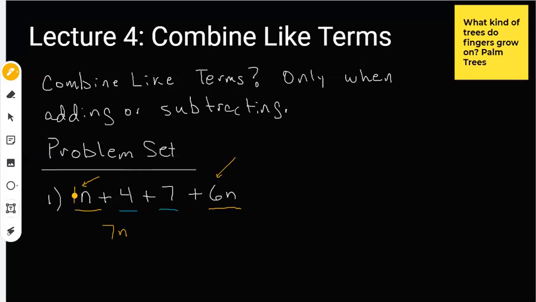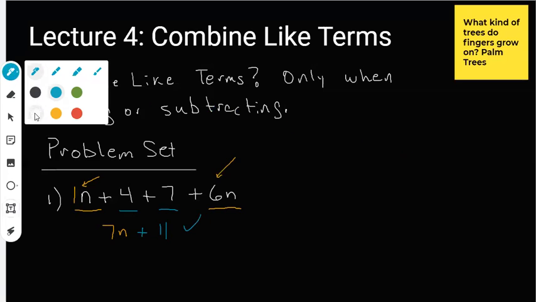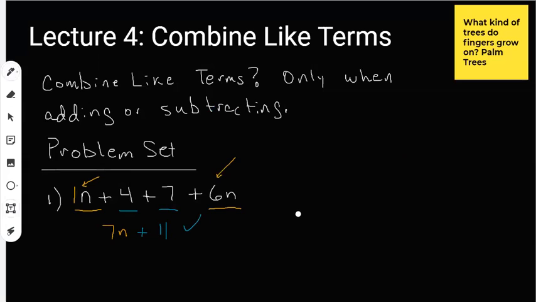And all I'm doing is adding 1 and 6 and then ending with a variable. So I've got 7n, and then I'm going to add the regular numbers together, the 4 and the 7. So when I add those together, I get 11. And I'm done. So the only thing I'm doing is putting the variable terms together first, and then putting the regular numbers together second. And when you're adding or subtracting, that is called combining like terms.